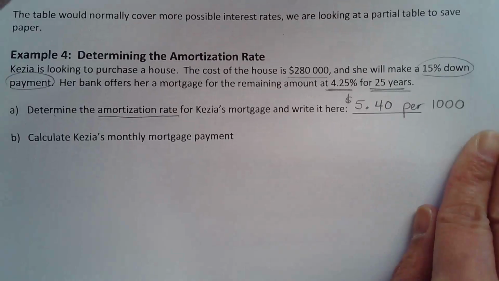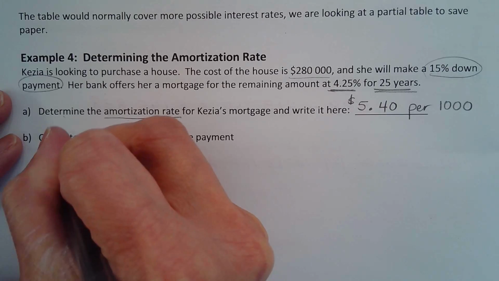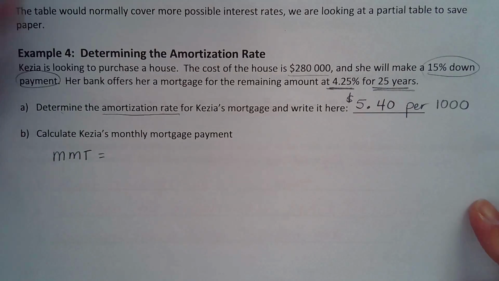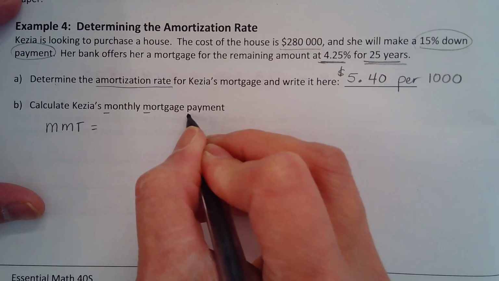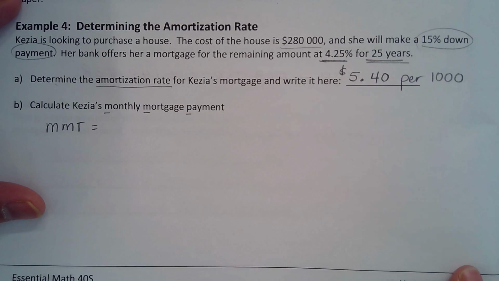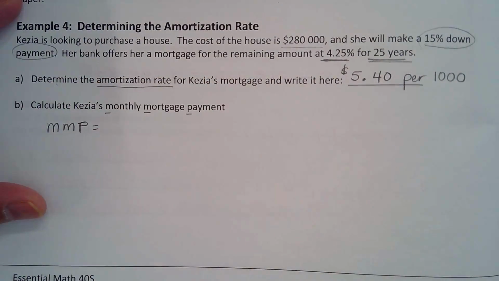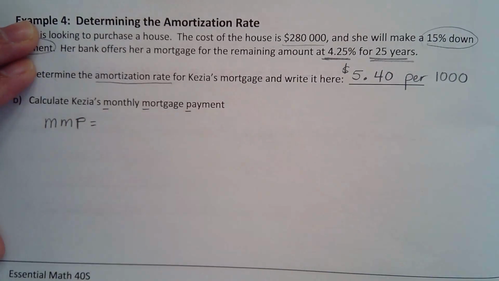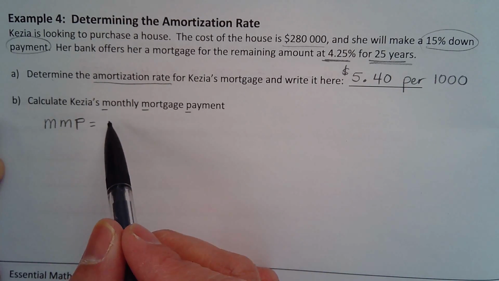Okay. So it says here, calculate Keisha's monthly mortgage payment. I'm just gonna put MMP. Is that okay? Because now it's Friday morning and I don't want to write too much. Monthly mortgage payment. M, monthly mortgage, P, payment. We made like a code. Oh, it's Friday, and I didn't have my coffee.